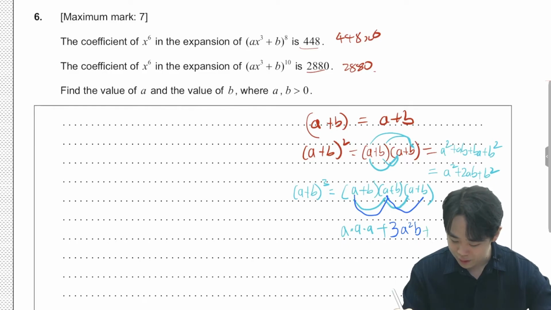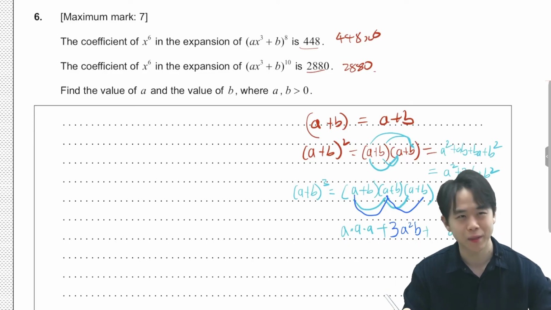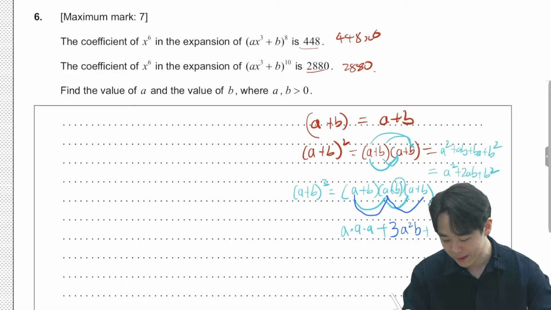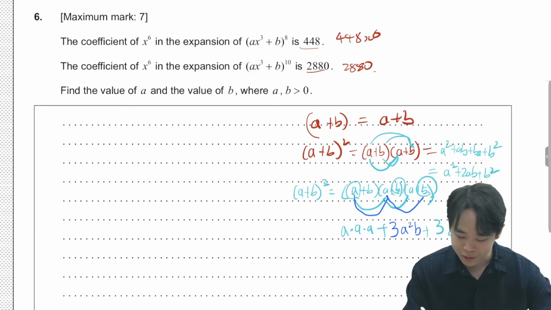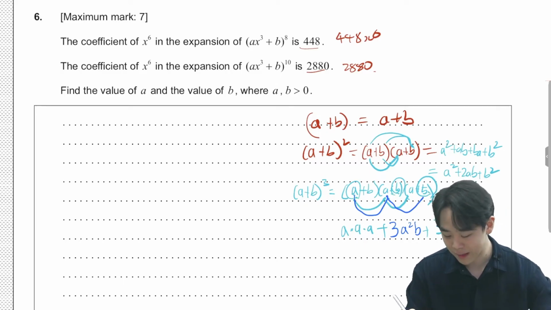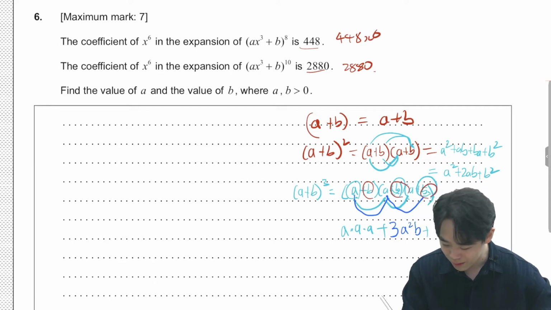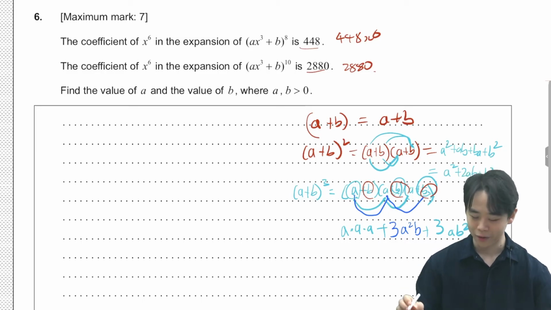Similarly, we could do a b squared. So how many ways can we take 2 b's and 1 a? We could do abb, bab, or bba. So there's 3 ways to do that. Then there's only one way to take b times b times b. So we would do b cubed. So there's a pattern here.